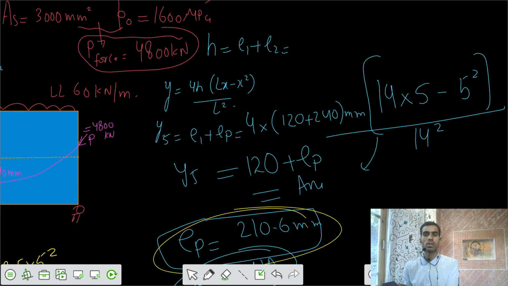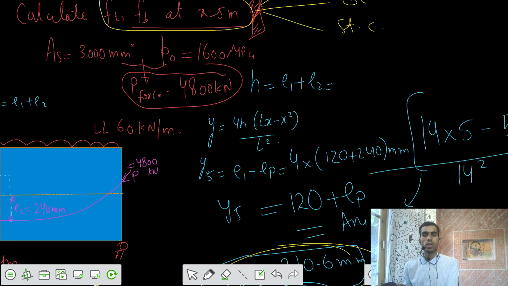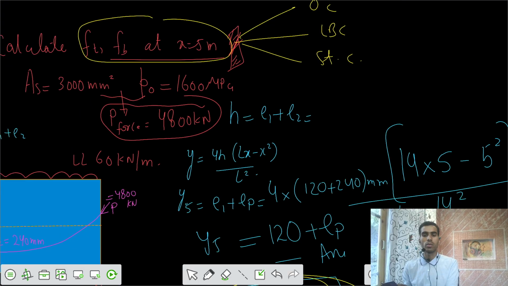And based on the stress concept, let's go for that. We also need to calculate P cos theta, so we need to calculate cos theta.